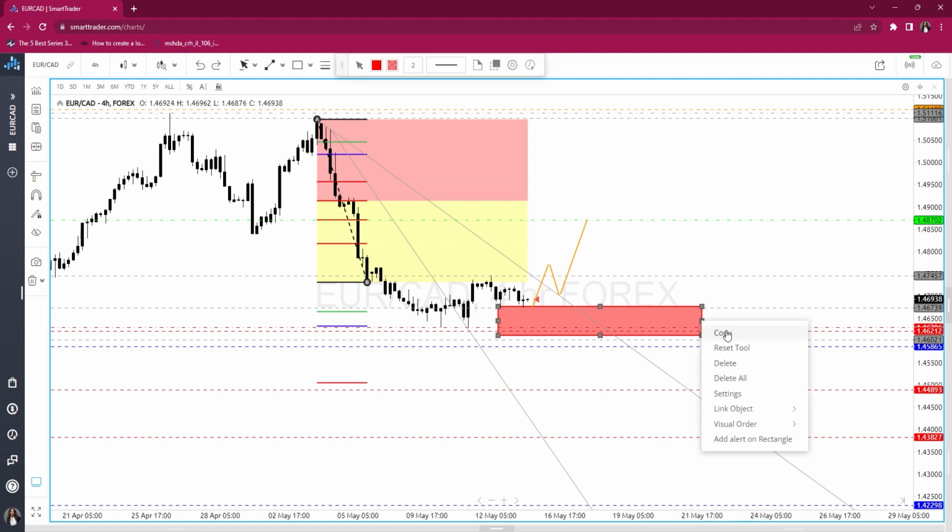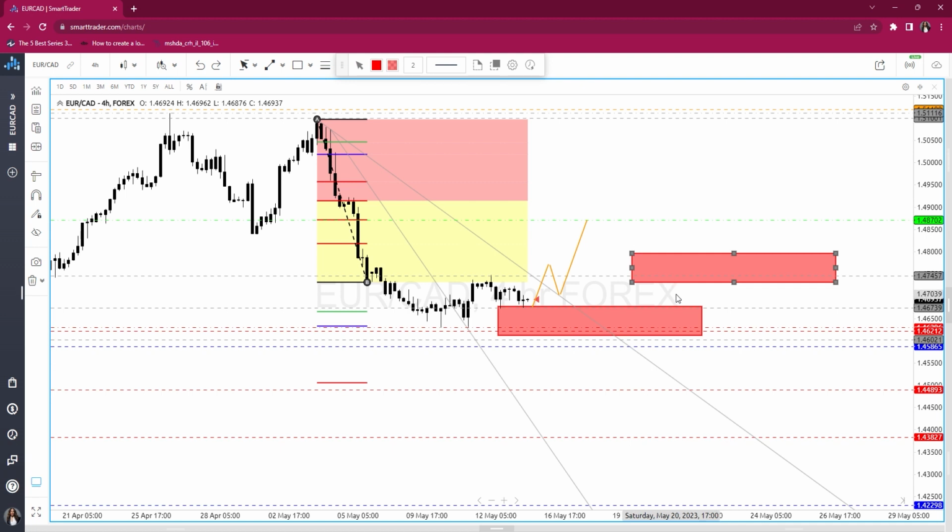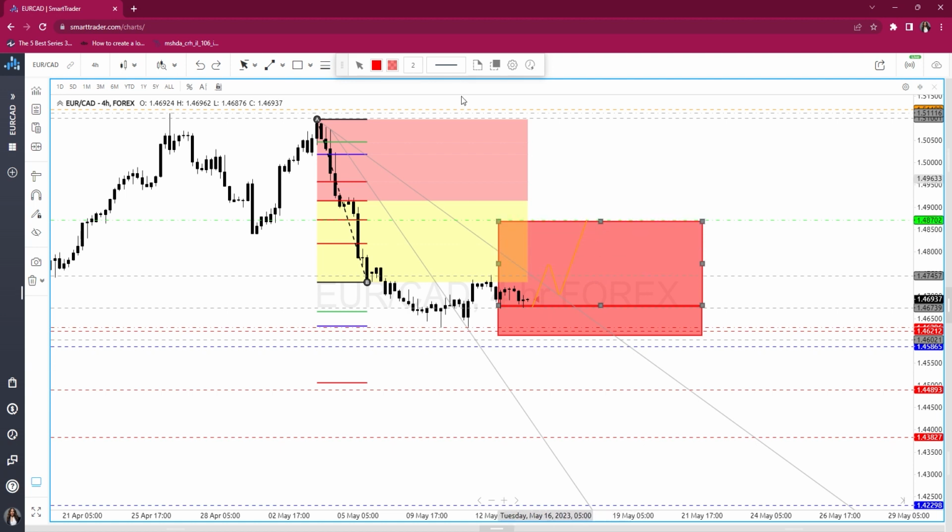Let's see. Having a wider stop. But let's see if it still makes sense as far as risk to reward if we do the wider stop. Well, I guess this makes sense because you're still giving room. Uh-oh, I'm messing up. For price to come down and retest this 4-hour level. Still giving room for that to happen.